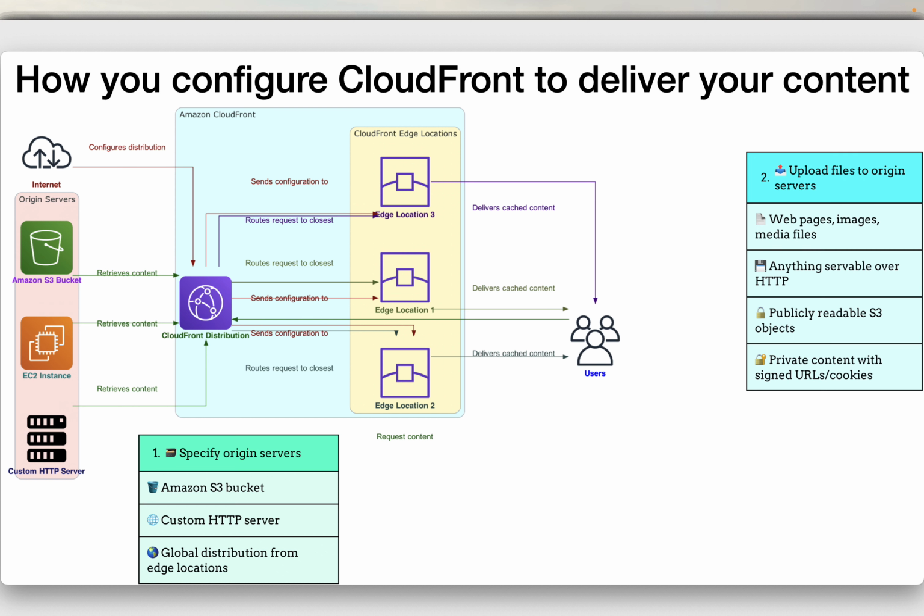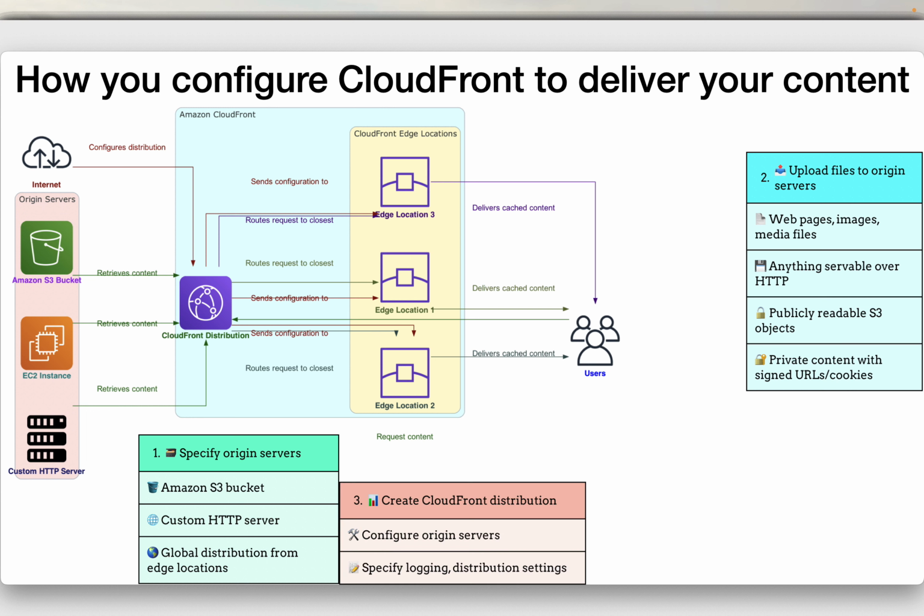You upload your files to origin servers. Your files, also known as objects, typically include web pages, images and media files, but can be anything that can be served over HTTP. If you are using an Amazon S3 bucket as an origin server, you can make the objects in your bucket publicly readable so that anyone who knows the CloudFront URLs for your objects can access them. You also have the option of keeping objects private and controlling who accesses them.